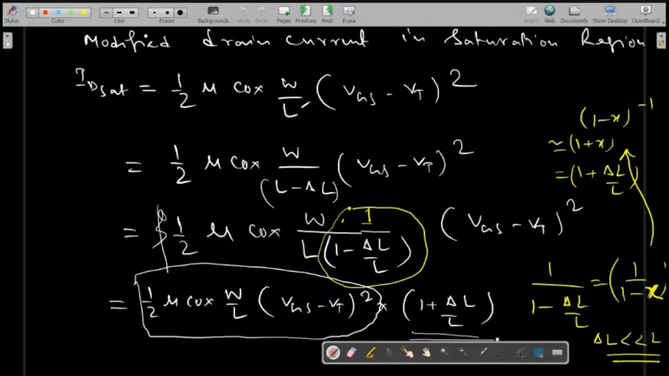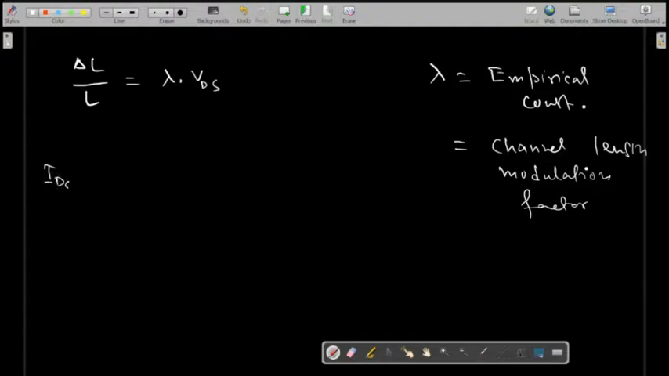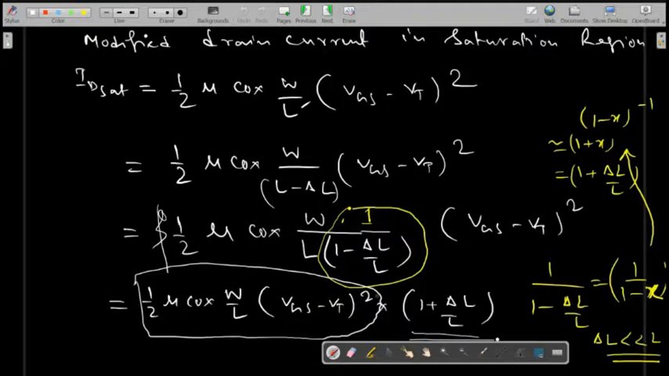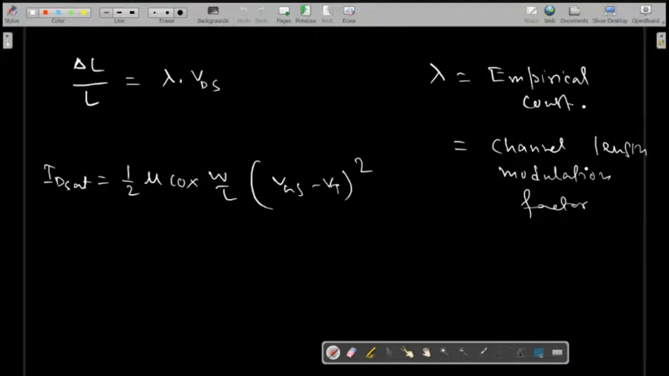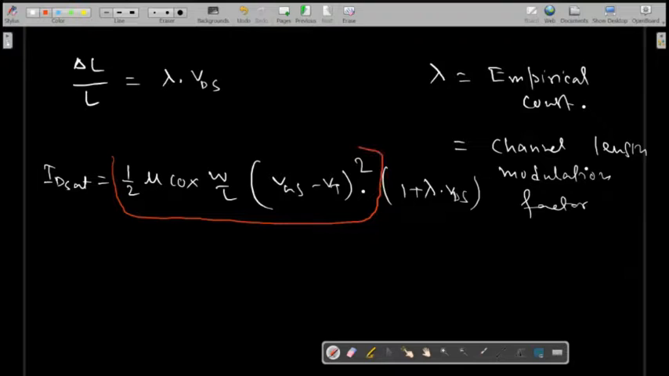Okay. So ultimately, I'm writing the final equation: ID sat equal to half of mu COX W by L into VGS minus VT square, into 1 plus delta L by L, which now became 1 plus lambda times VDS. Now see one interesting thing. Previously, we derived up to this part, and this equation was independent of VDS because whatever the value of VDS, the drain current is constant. But now see the VDS term again came.